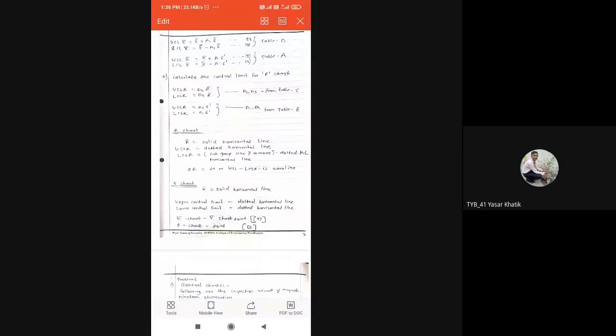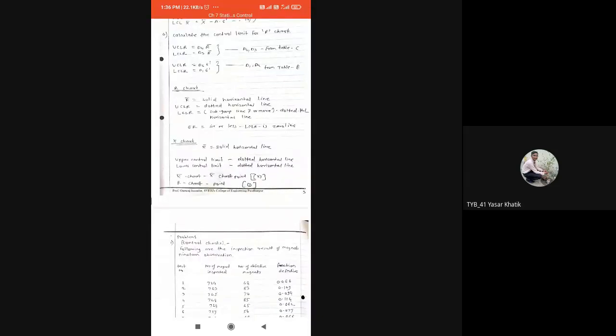Okay. So next is the R chart. R bar is a solid horizontal line. Please just remember what R bar means. It is just a horizontal solid line, and the upper control line for this R chart is a dotted horizontal line, and the lower control line for this R chart, for a subgroup size of 7 or more, is a dotted horizontal line. Okay. Same as the X bar chart: X bar is a solid horizontal line, and the upper control limit is a dotted horizontal line.